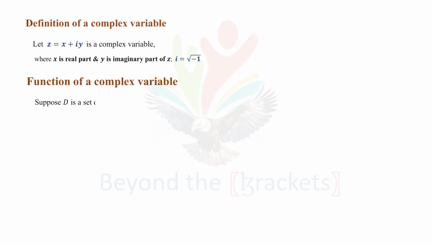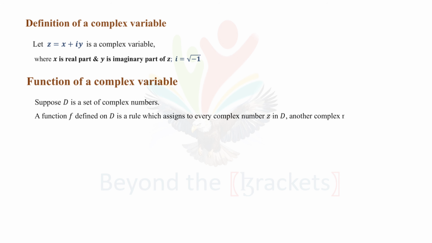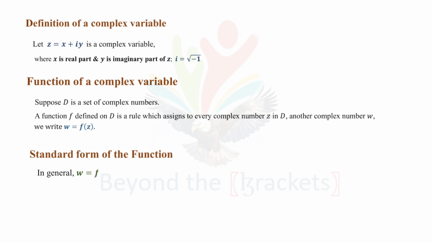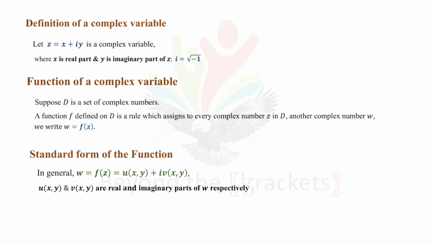Suppose D is a set of complex numbers. A function f defined on D is a rule that assigns to each complex number in D another complex number w. We write w is equal to f of z. In general, the function can be written as w is equal to f of z is equal to u plus iv, where u is the real part of w and v is the imaginary part of w.